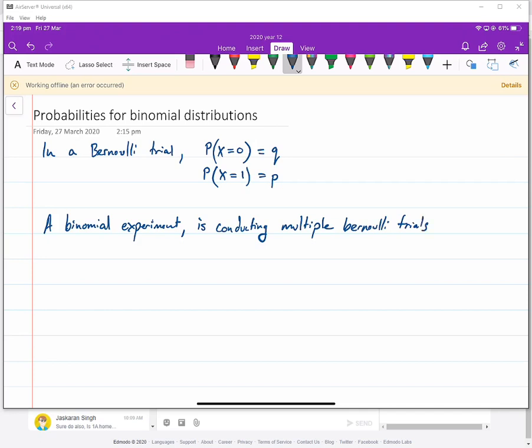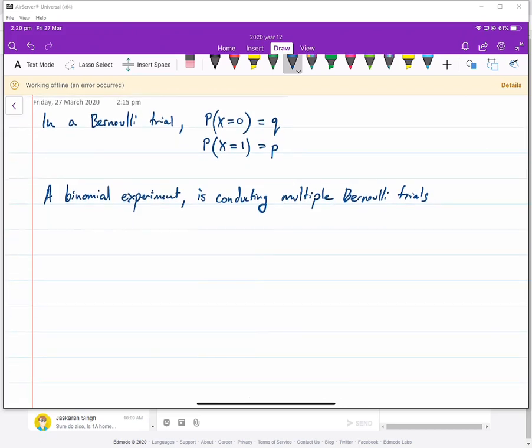Now, what this means is we can get a number that's more than one. For example, if you conduct two Bernoulli trials, you could get a success for the first one and a success for the next, and therefore we will say that X is equal to 2. You got two successes. So for this binomial experiment, X is the number of successes and can be more than one.